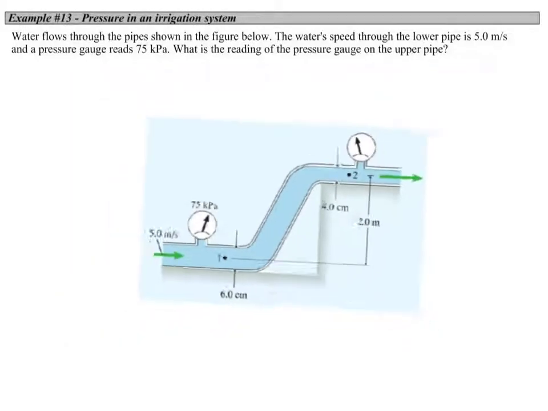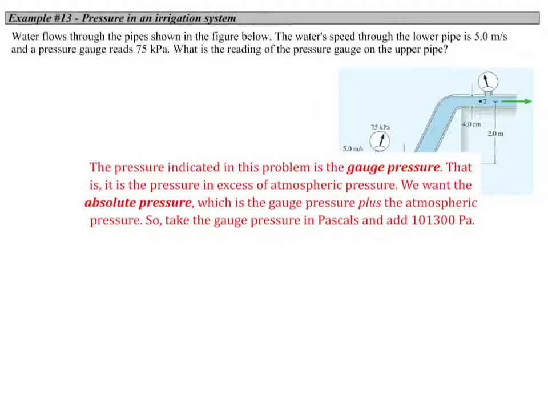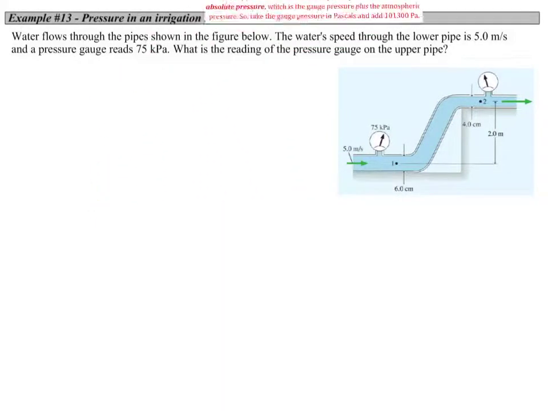Now, in order to fully answer this problem, one thing is very important for us to understand. The pressure that's indicated in this problem is what's called gauge pressure. That is, it's the pressure in excess of atmospheric pressure. We have to remember, atmospheric pressure is on us at all times. In order for Bernoulli's equation to work correctly, we need the absolute pressure, which is the gauge pressure plus the atmospheric pressure. So we have to convert this gauge pressure to pascals out of kilopascals, move the decimal 3 places to the right, and then add 101,300 pascals. We always want to be in absolute pressure when we do these problems.